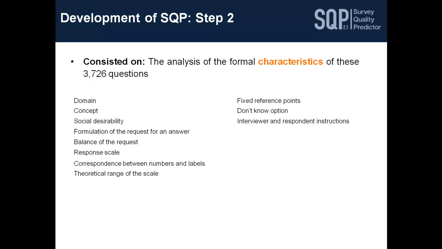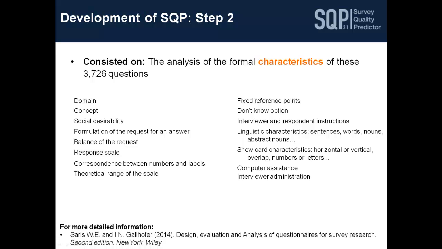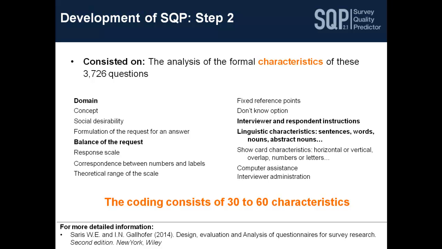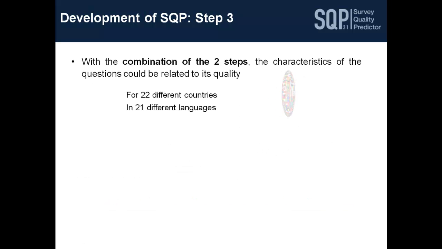The second step was to identify and code the characteristics of all these questions. Among the list of formal and linguistic characteristics are, for example, the domain, the balance of the request, the presence of an interviewer and respondent instructions, and the linguistic characteristics of the question. Overall, the coding process consists of 30 to 60 characteristics, depending on the level of complexity of the question. Finally, combining the 2 steps, the set of characteristics of each question in more than 20 languages and countries could be related to its estimated quality.